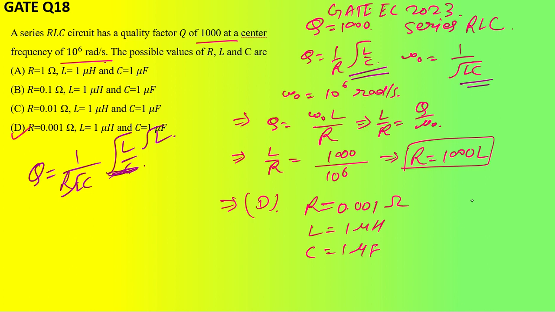So this is a possibility, like you can have any number of combinations. We will try to understand which option is giving me L equal to R by 1000. So this is option D, if you see: R equal to 0.001 ohm, L will be 1 micro Henry. This is matching. Okay. So C will be 1 microfarad, and R and L will be these values. Thank you.